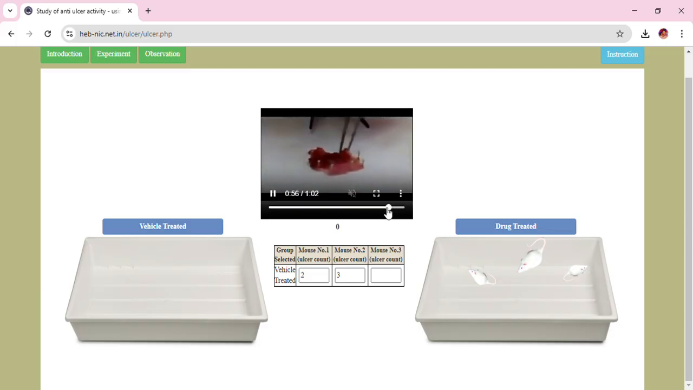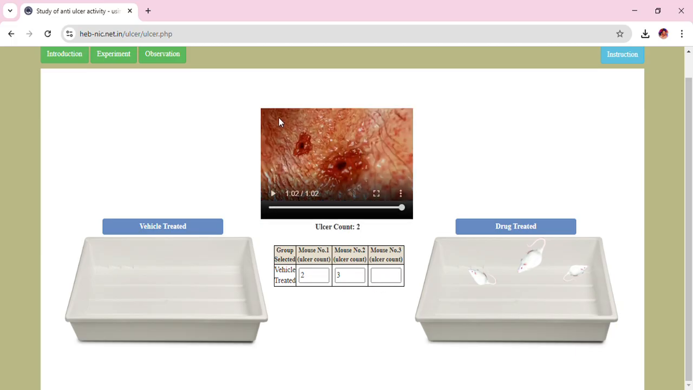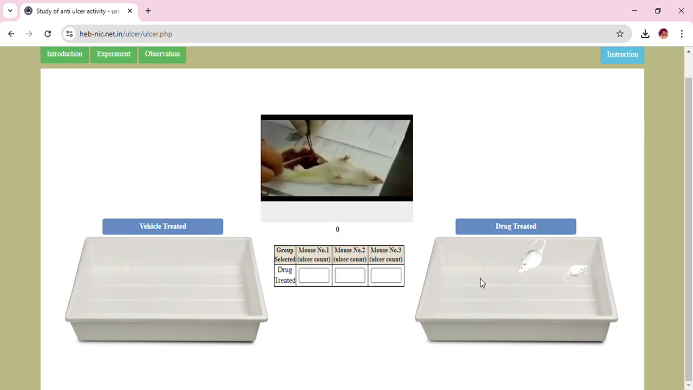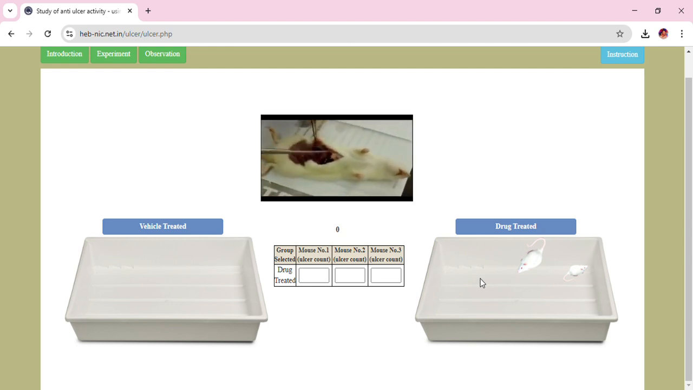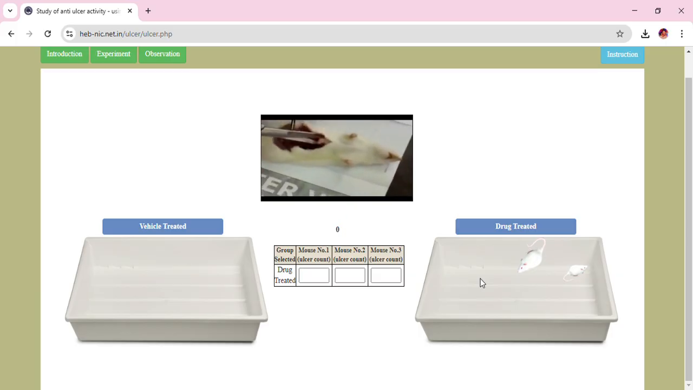Here we are getting the score count for animal number 3. That is 1, 2. Two ulcers are there. After completion of the vehicle treated observation, we have to shift to the drug treated group. Here, before ligation, we have already given the drug to the animal. So now we'll see what happens.